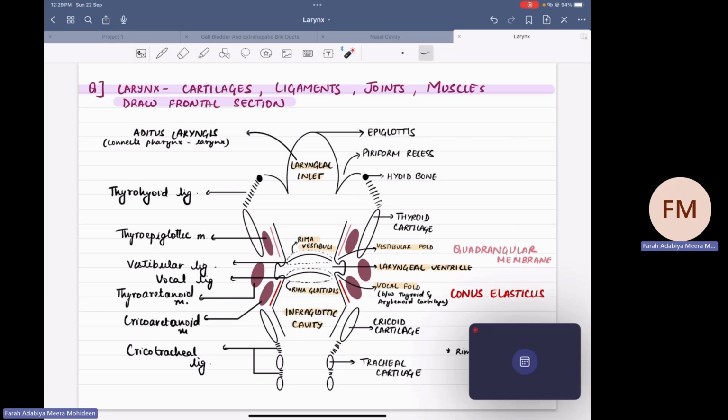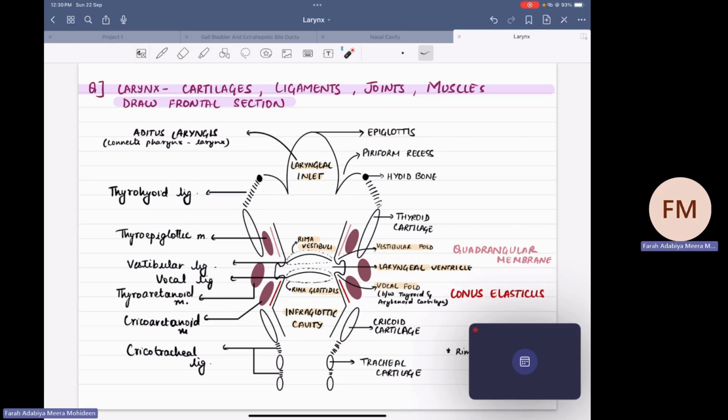There are a few ligaments that you can label here, which is your thyrohyoid ligament from your thyroid cartilage to your hyoid bone. Then you have your thyroepiglottic muscle, from the thyroid cartilage to your epiglottis. You have your vestibular ligament and vocal ligament, which form your vestibular fold and your vocal fold, and the space in between is called your laryngeal ventricle.